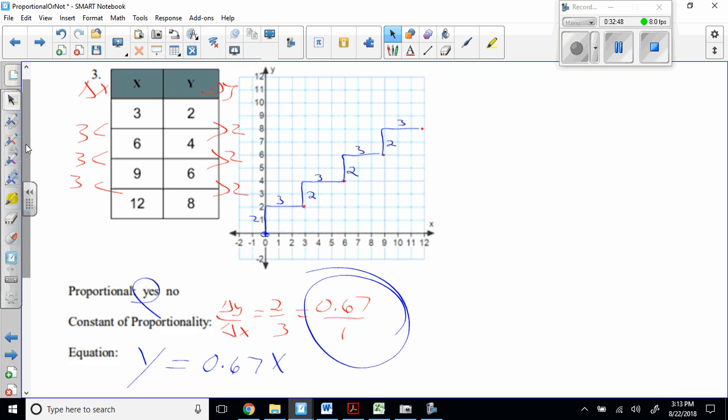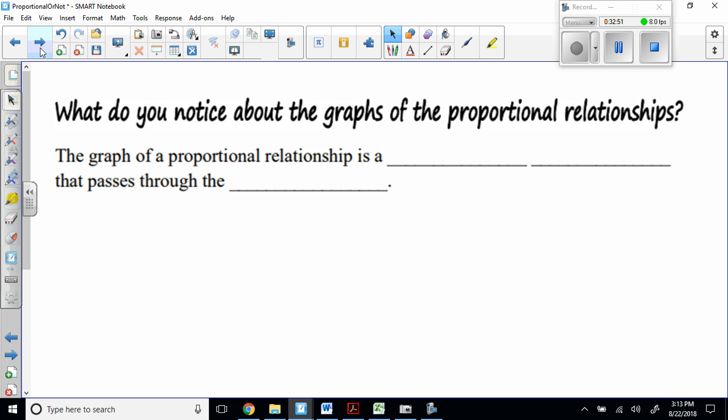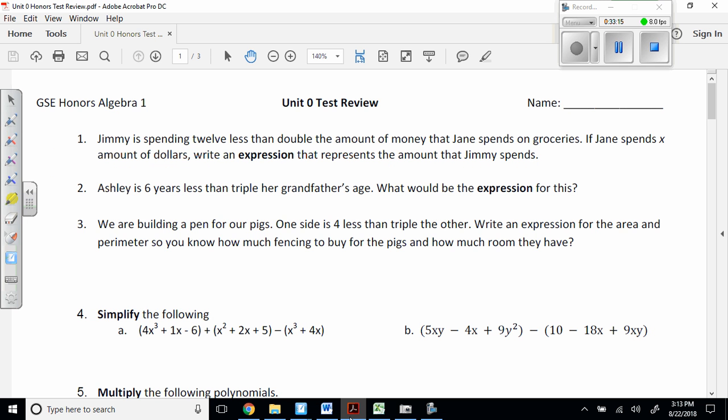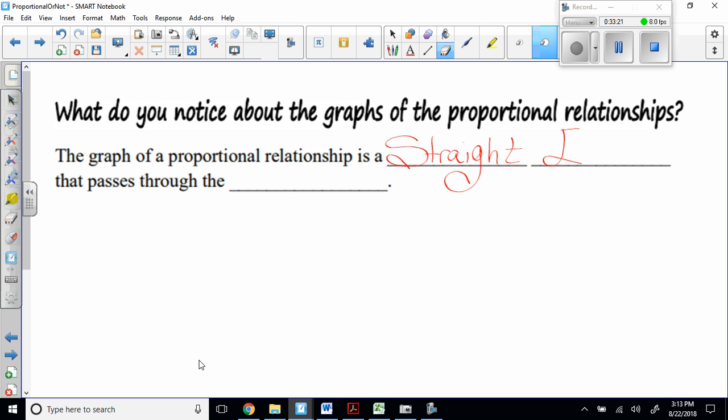Now, what do I need to do? Well, I ain't done yet. 4 for homework plus the back. But what do you notice about the graphs of proportional relationships? The graph of a proportional relationship is a what? A straight line. A straight line.